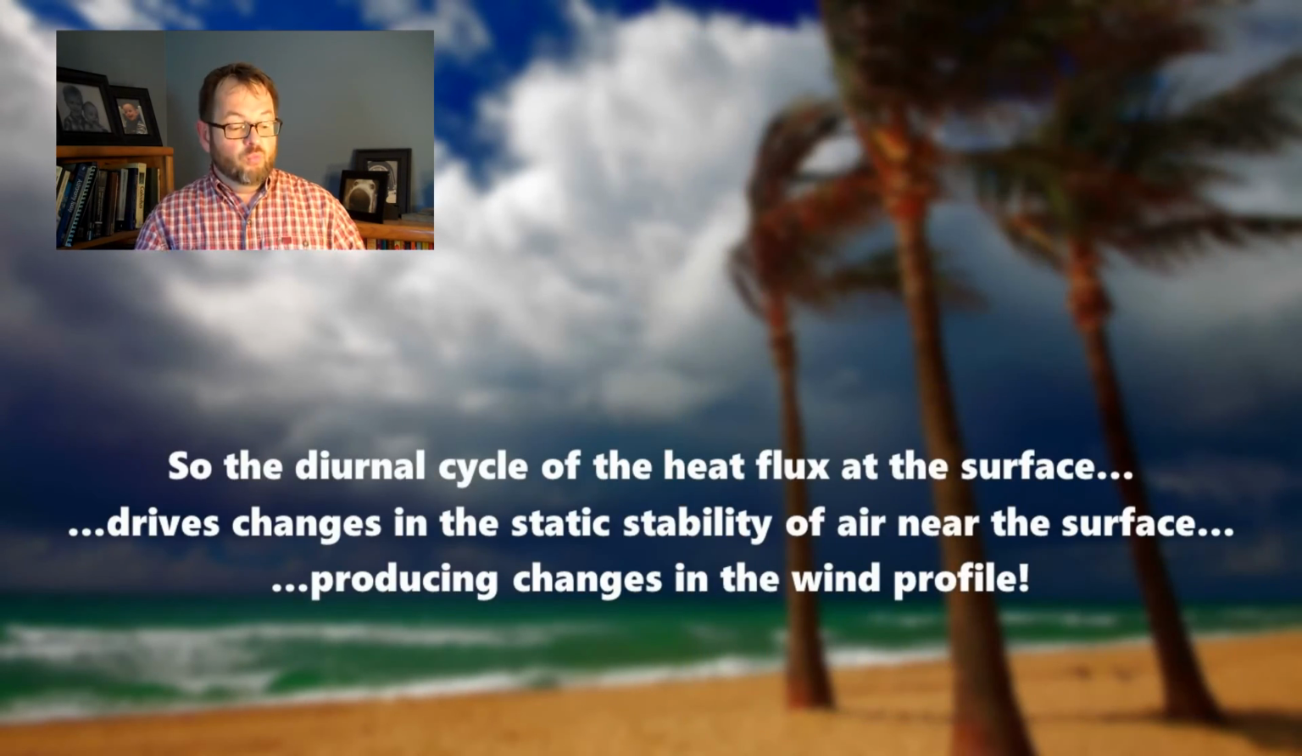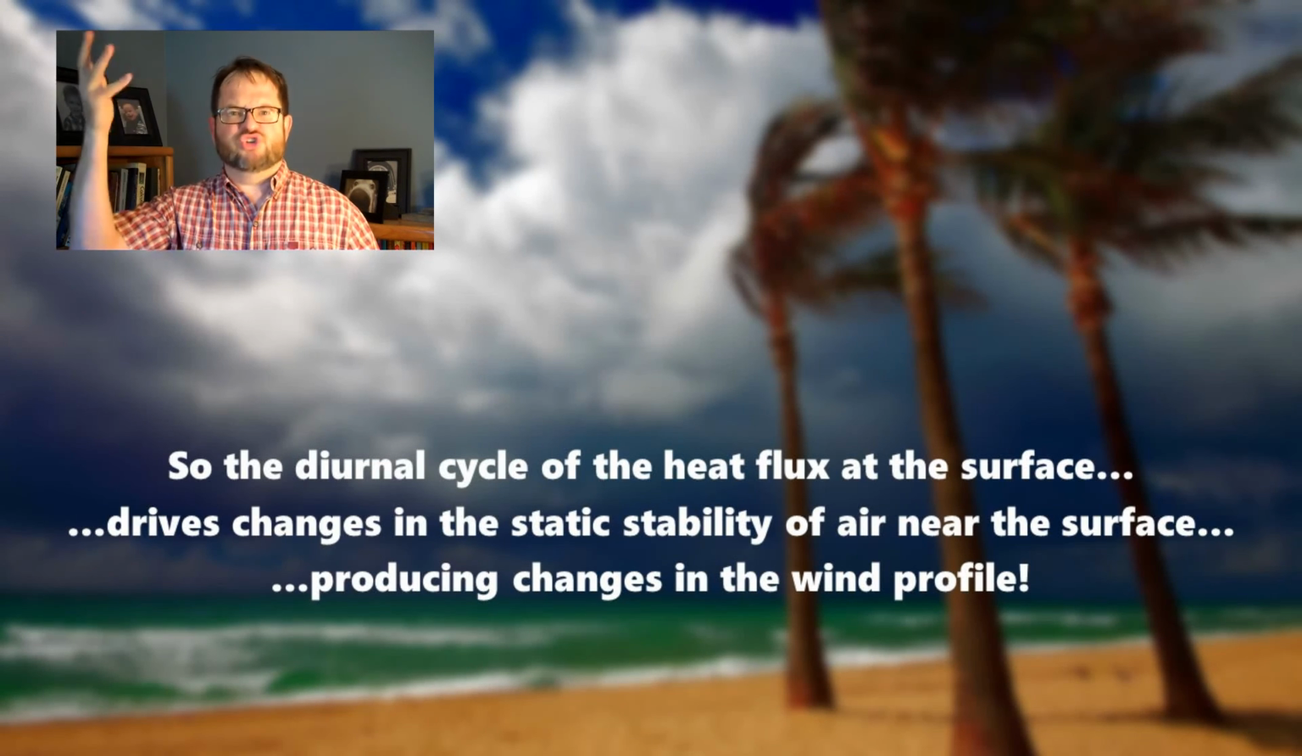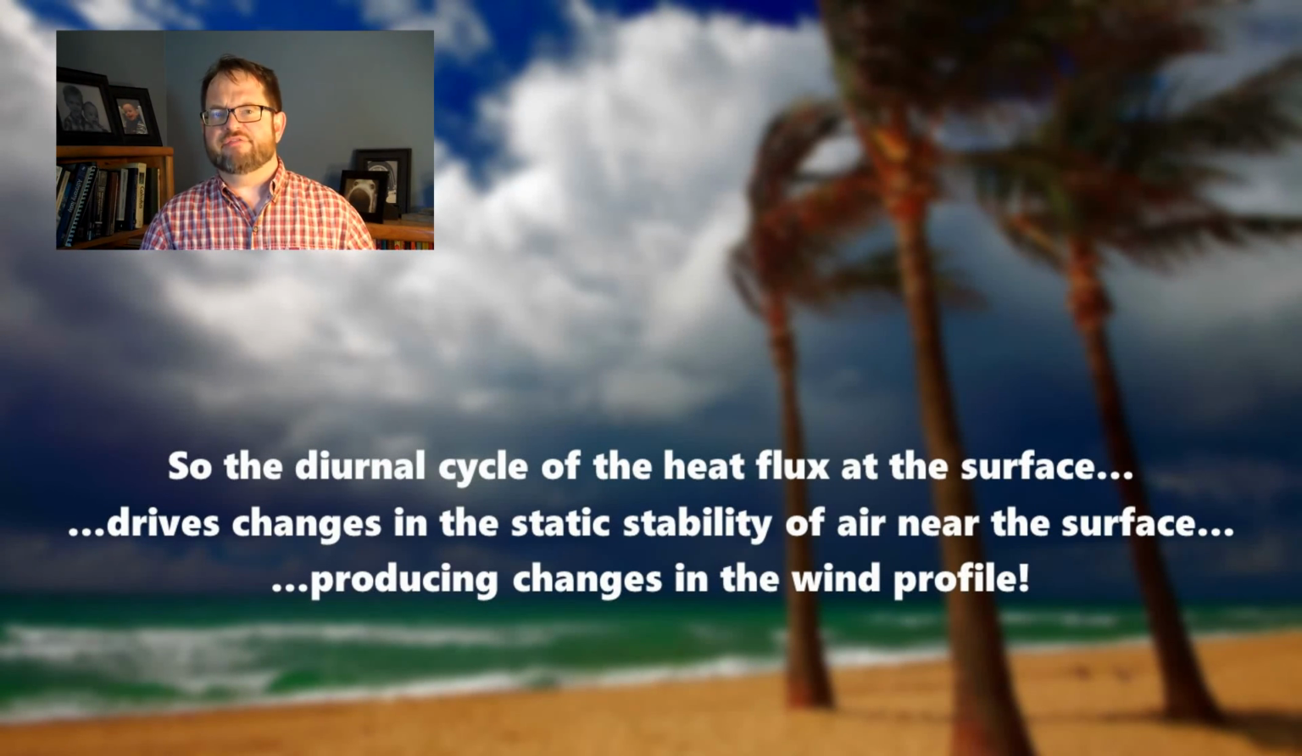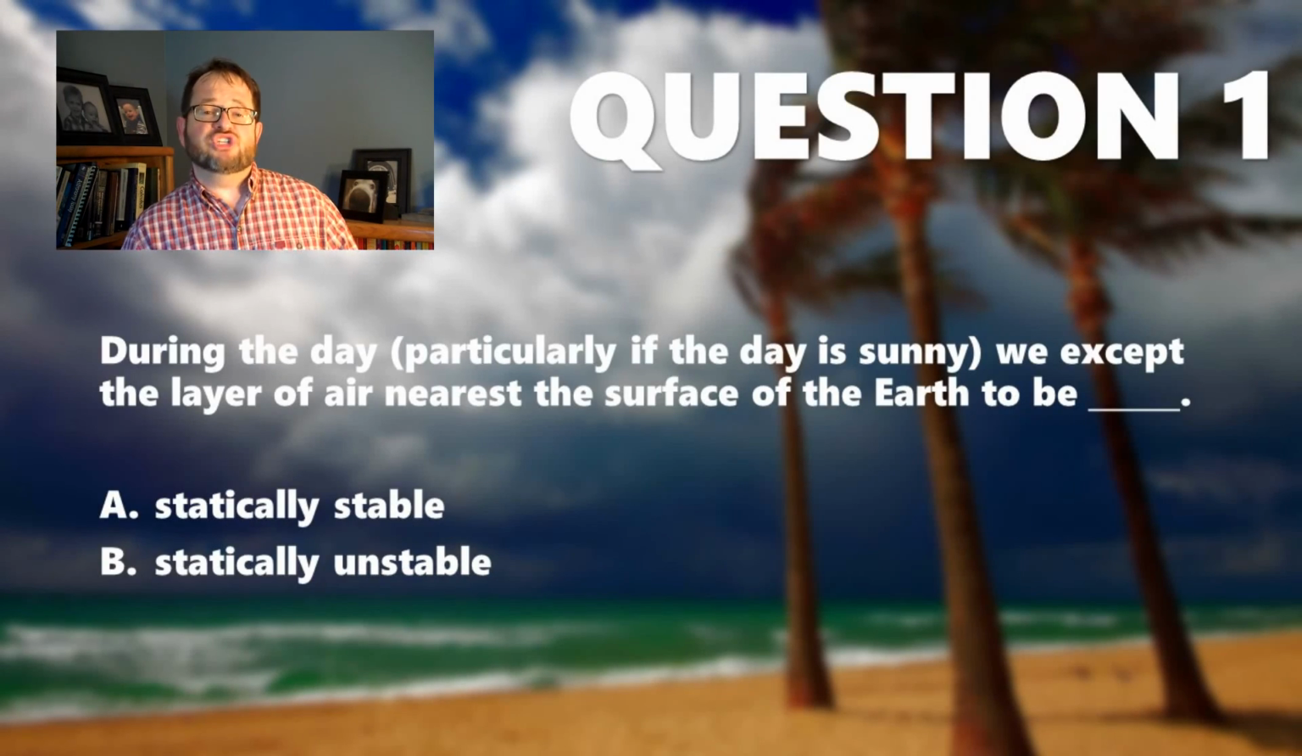What we saw was that it was the diurnal cycle, the daily cycle of the heat flux at the surface, that was driving changes in stability in that surface layer that ended up producing three different wind profiles. And that's pretty cool. If you've got an instrumented tower or surface stations, you'll see these cycles happening and these changes in the winds happening, even though your wind turbine is probably higher up than this stuff in the atmosphere. All right, let's ask a couple quick questions before you go.